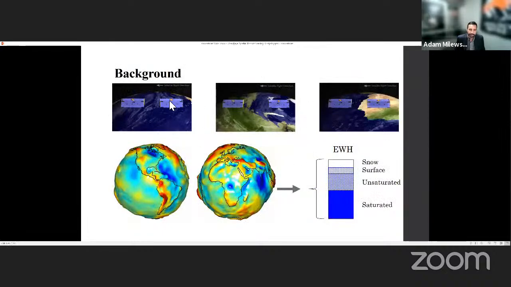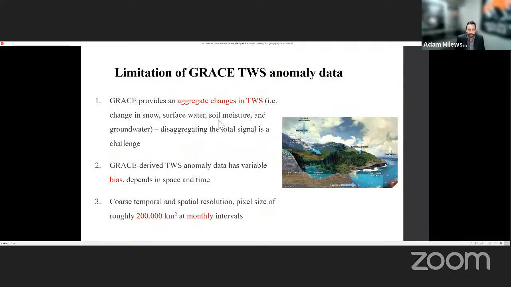We use GRACE. This is what the GRACE satellite looks like. We're looking at the equivalent water height of everything. We're trying to get just a saturated condition. As a reminder, the limitation of GRACE is that we have aggregate changes. We can solve that by disaggregating, as we talked about. We have an anomaly both in space and time, while we can do the GRACE processing to remove errors. And then our last issue is we have coarse spatial resolution, 200,000 square kilometers. That does not work at all for Indonesia.